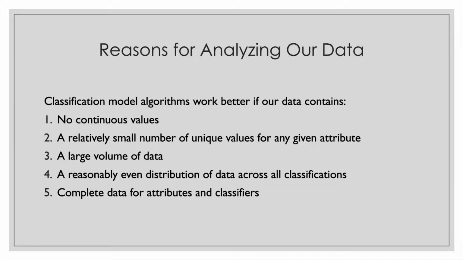Classification model algorithms work better if our data contains no continuous values and a relatively small number of unique values for any given attribute. We need a large volume of data and a reasonably even distribution of data across all classifications in order for the model to be accurate. We also want complete data for attributes and classifiers, so it's best if none of the data is missing.